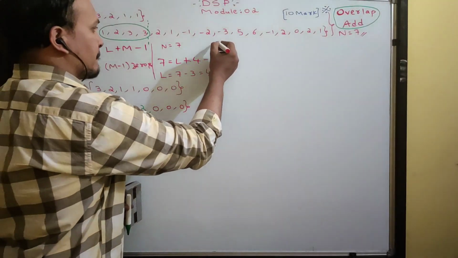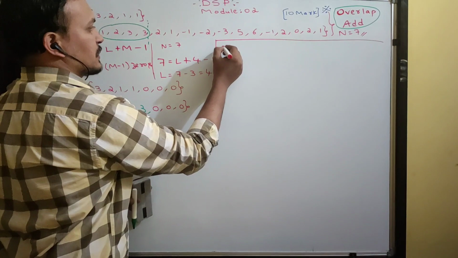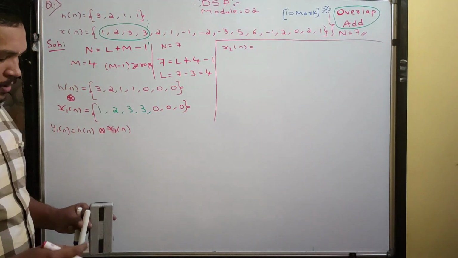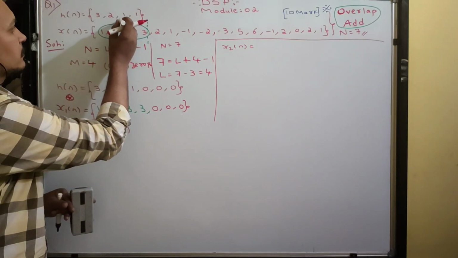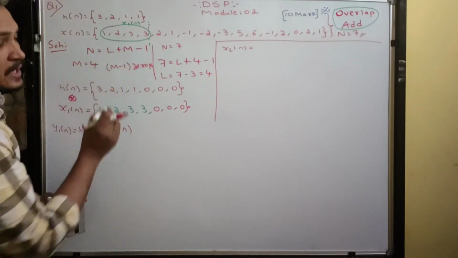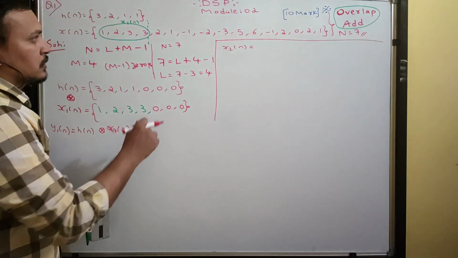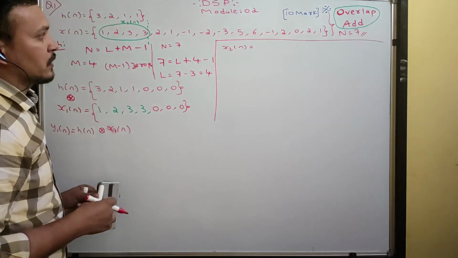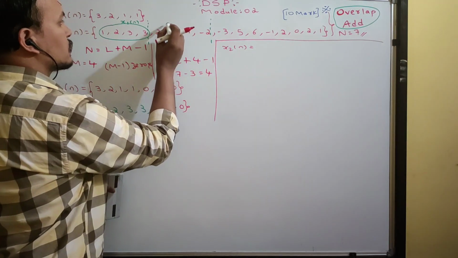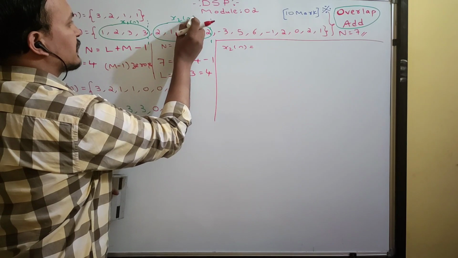Next, similarly, now find x2 of n. What is x2 of n? Another block. This is block length 1, so this is x1 of n, the first one: 1, 2, 3, 3. Next, I need another sample, so I need to take another 4. What is the other 4? 1, 2, 3, 4. This entire thing is x2 of n.